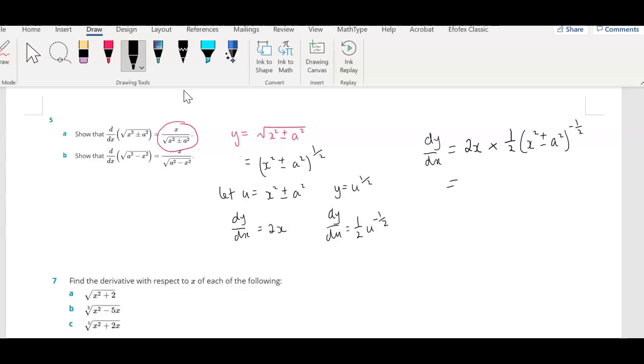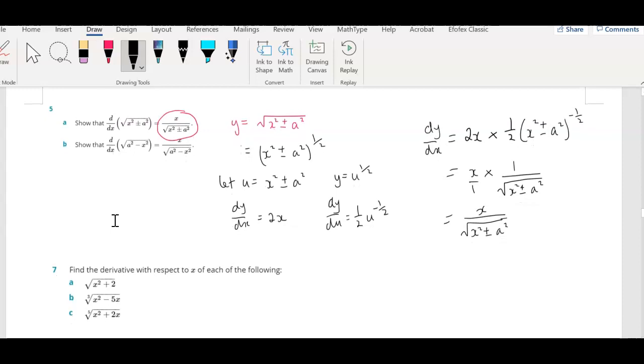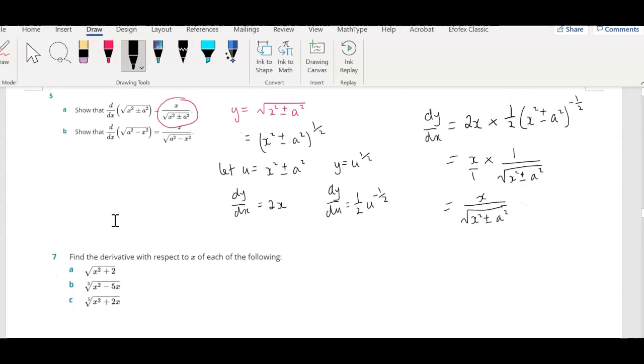All right, so 2 times a half is 1, so then we're just left with x there. And then this is to the power of negative a half, so it's going to be 1 over, and then that half becomes the square root. So x squared plus or minus a squared, and then we're nearly there. Just multiplying your numerators and your denominators, so x over the square root of x squared plus or minus a squared. All right, and then the second one is probably very similar to that. So I'm not going to do B as well.